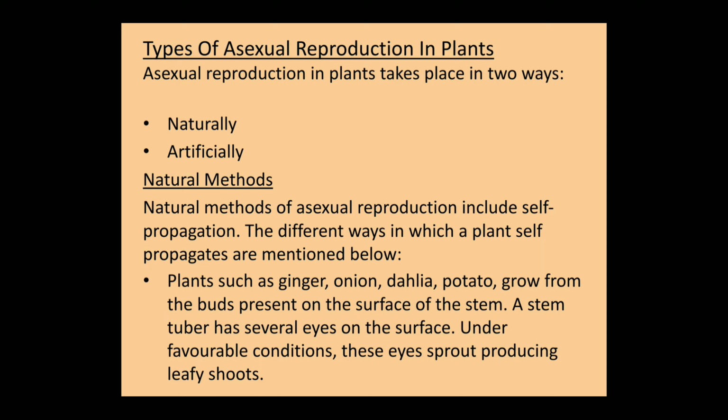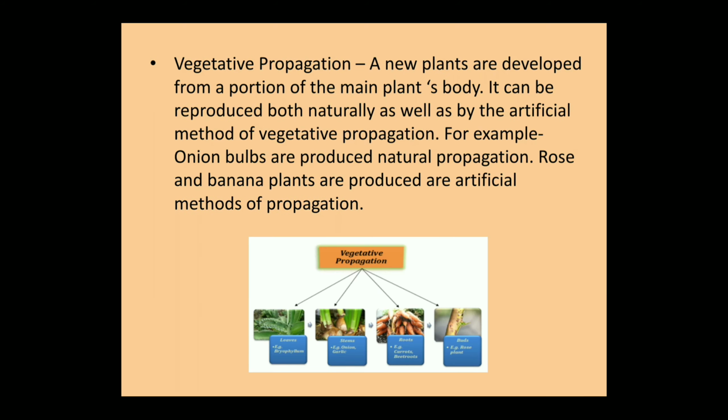Natural methods of asexual reproduction include self-propagation. The different ways in which a plant self-propagates are mentioned below. Plants such as ginger, onion, dahlia and potato grow from the buds present on the surface of the stem. A stem tuber has several eyes on the surface. Under favorable conditions, these eyes sprout, producing leafy shoots.